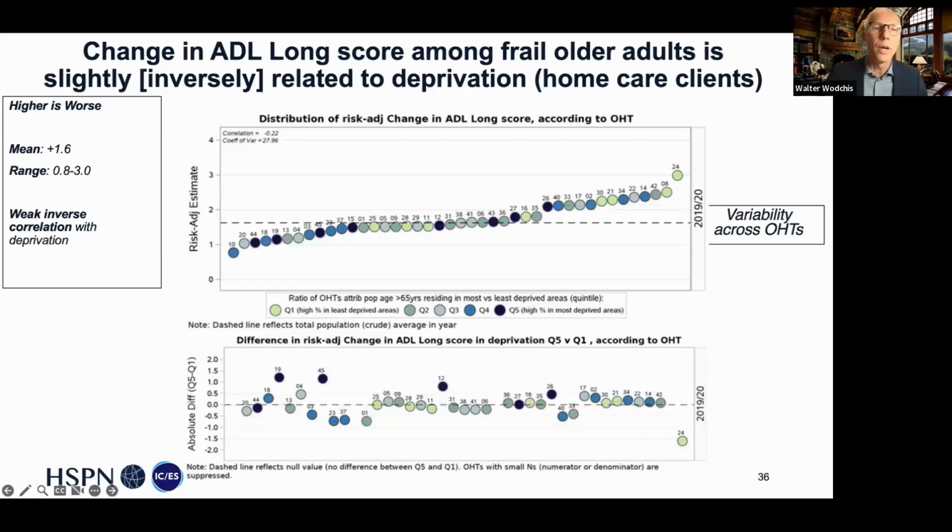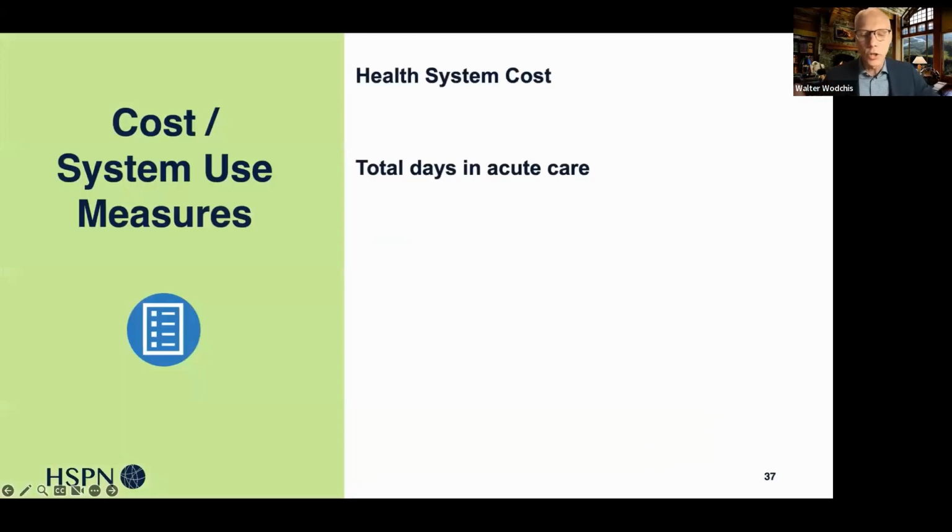But even here, we also have changes in activities of daily living long scores. These are functional measures for frail older adults. This graph is shown in our older adults report. And here we actually don't see a very strong relationship. It's relatively weak, and it's actually inversely correlated, with people having more declines when they are in the groups with the less deprived neighborhoods. So again, we need to look at each one individually and consider what some of the drivers might be.